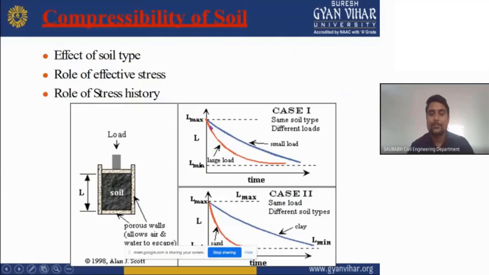As you can see here, if time increases, what will happen? It will give the maximum density for the small load, and this is for the clay. This graph is showing the same soil type with different loads, and this is the same load with different soil types. Means here we are using different soils, and here we are using different loads.